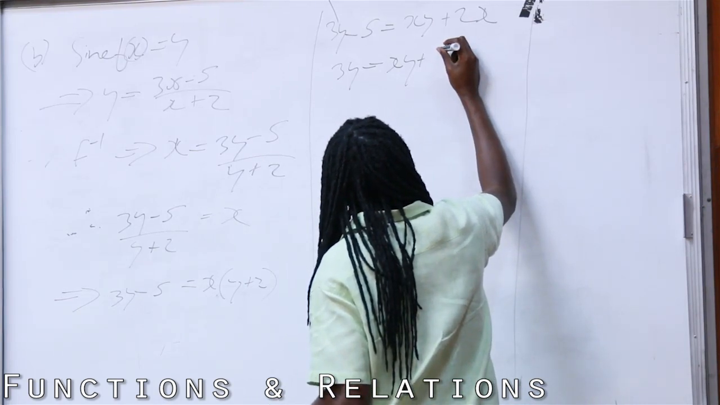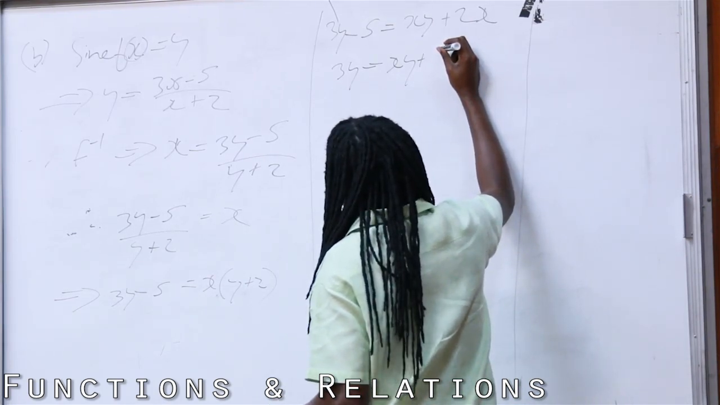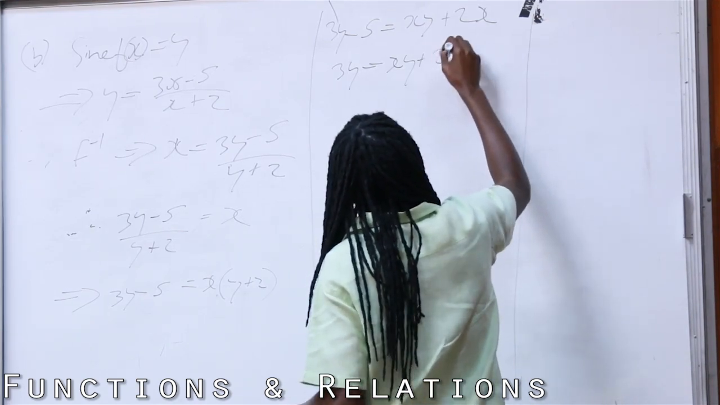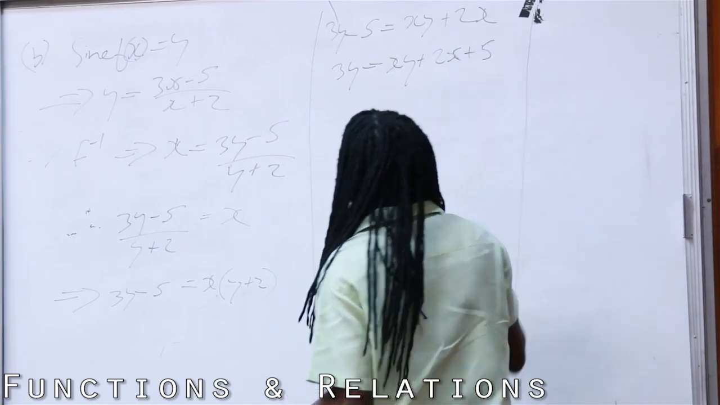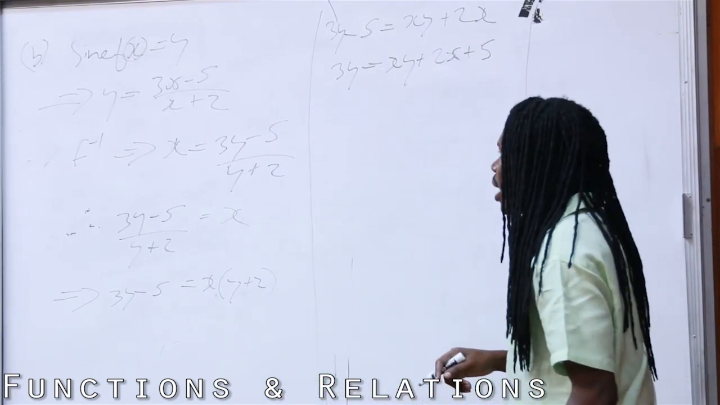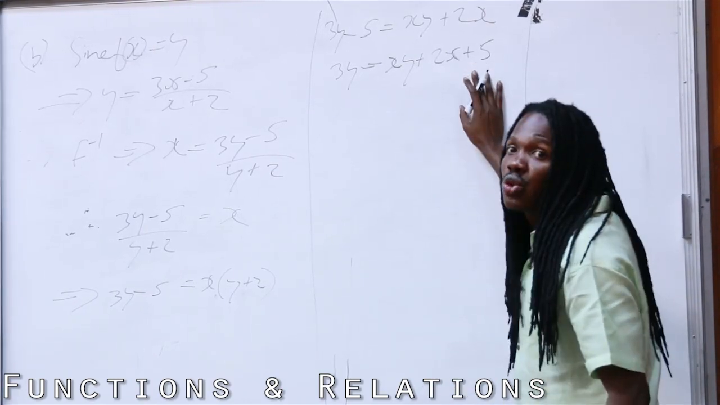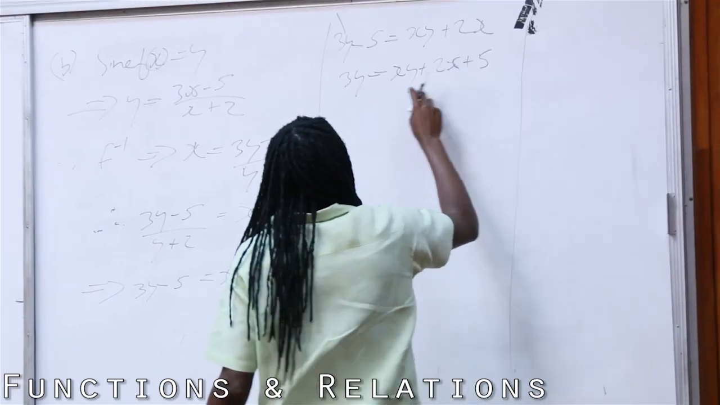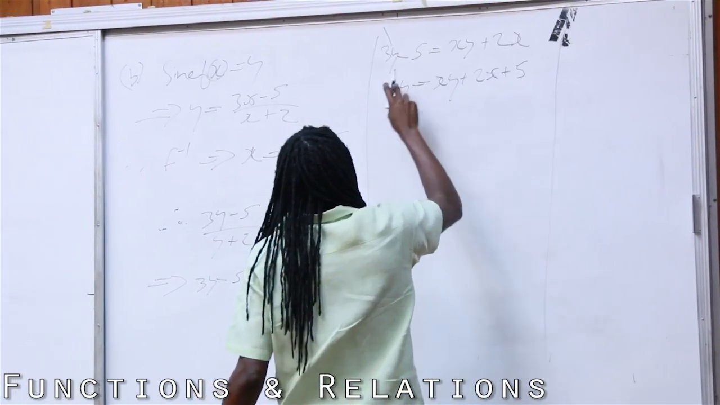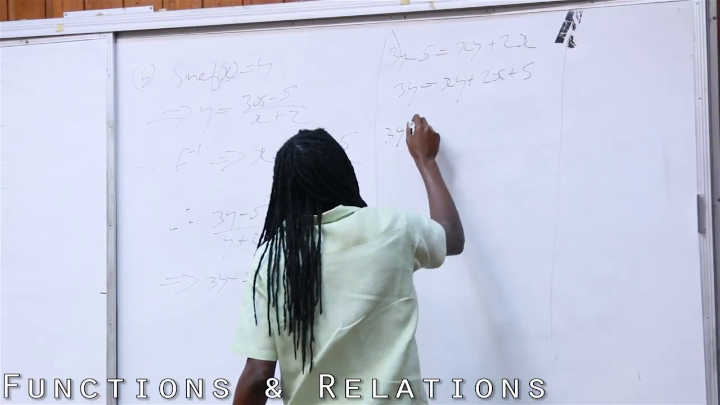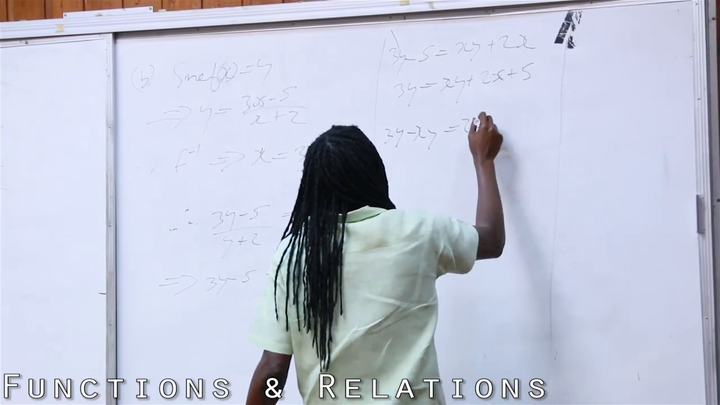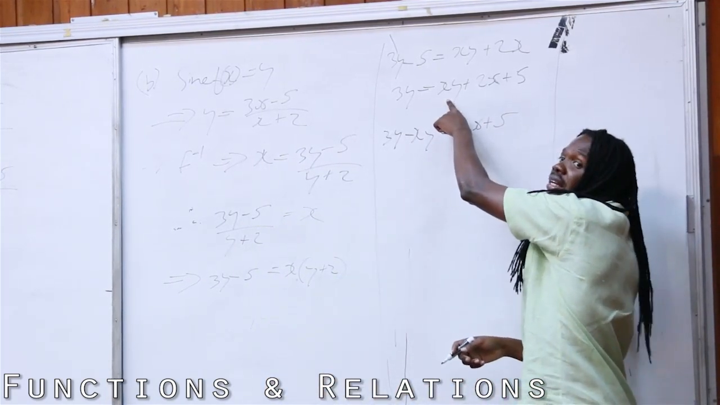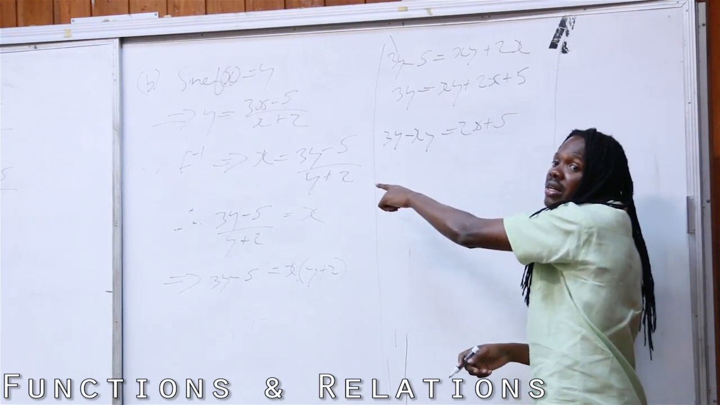So 3y equals xy plus 2x plus 5. What am I trying to find? Am I trying to find y? Not true? So therefore, I carry my xy over here. So 3y minus xy equals 2x plus 5. Everybody see that? Because it's a plus xy, I carry it over as a minus.